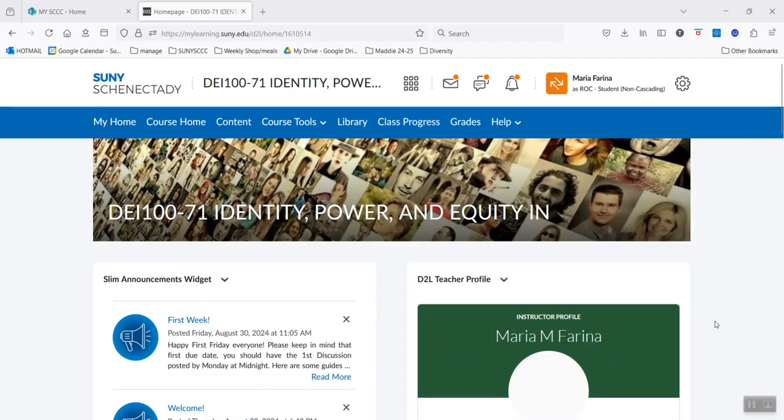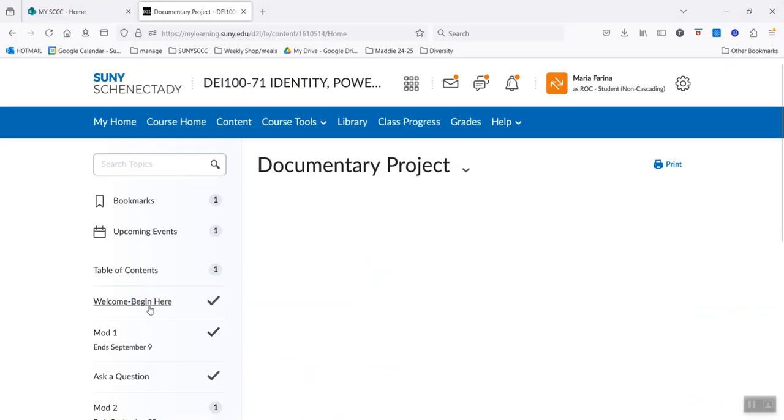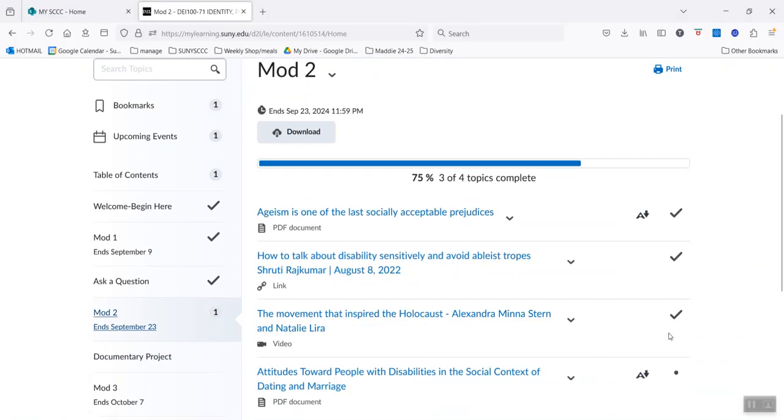I frequently work pretty early before everybody gets up, so you'll see early emails from me. Just a little update for this week and this coming week. I have opened up some of Mod 2 for you, the readings for Mod 2.